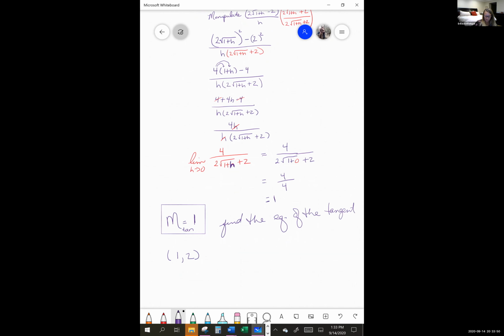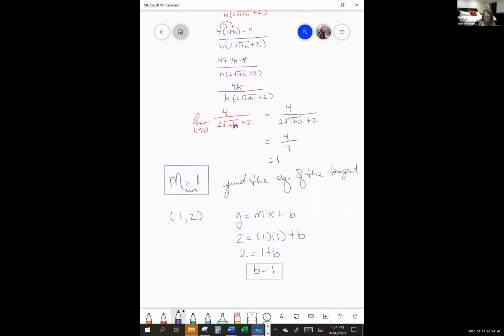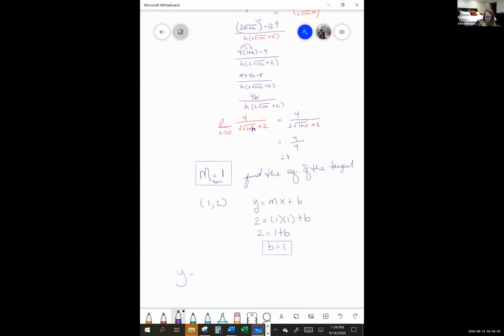So for the equation of the line, if you plug in those values into y equals mx plus b, we would just be left with b, and we can solve for b. So my y value is 2 equals my slope of 1 times my x value, which is also 1. 2 equals 1 plus b. Subtract 1 on both sides, b is 1. So the equation of that tangent line is y equals m, which is 1, times x plus b, which is 1.